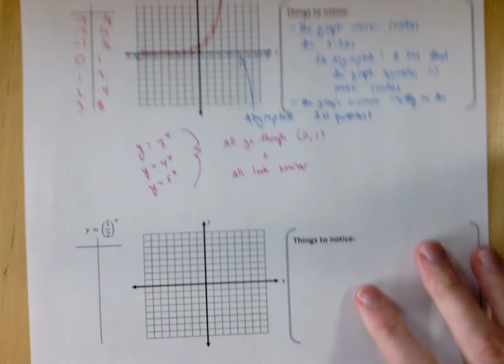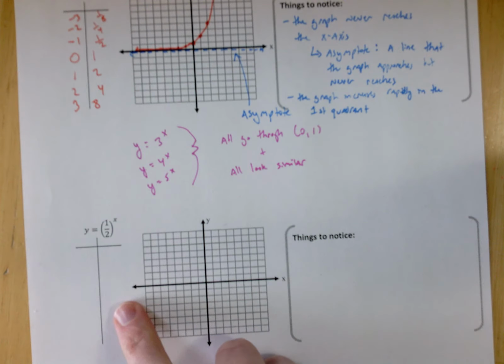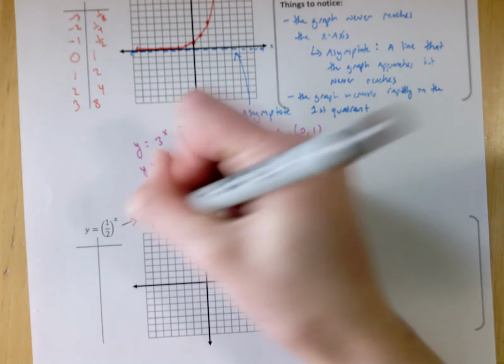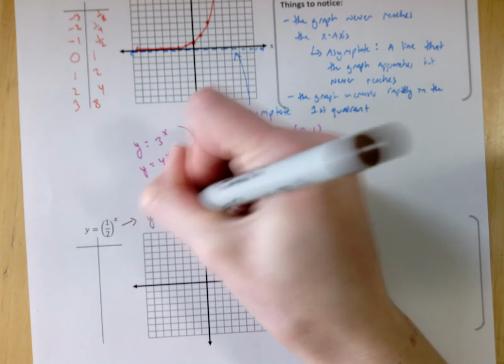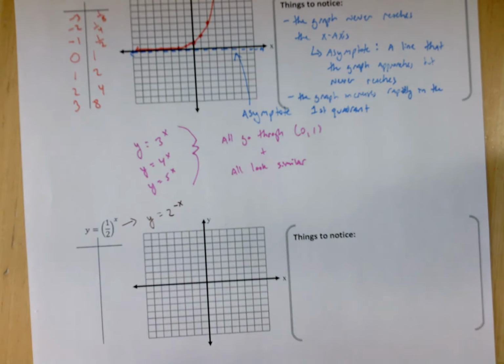All right, so then this next graph that we have here, y equals 1/2 to the x power. Now first off, the thing that I want to point out is that this is the same thing as if it was written y equals 2 to the negative x power. So that's the same thing. Either one of those graphs would be exactly the same.